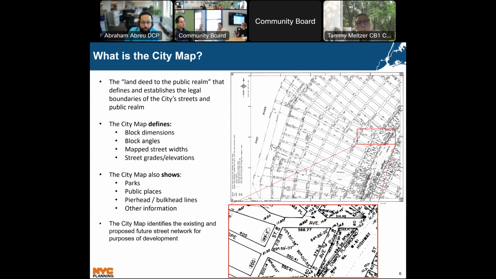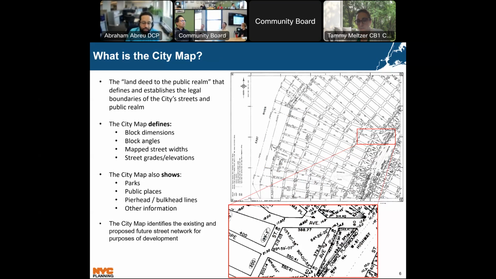So yeah, it's the gateway to the city map. But what is the city map? It's the land deed to the public realm, basically, and it defines the legal boundaries of the city street and public realm. The things that it defines are dimensions of blocks, the angles of blocks, map street widths, and legal street grades and elevations. The city map is God when it comes to these things. Whatever the city map says it is is what it officially, legally is. What the city map says goes.